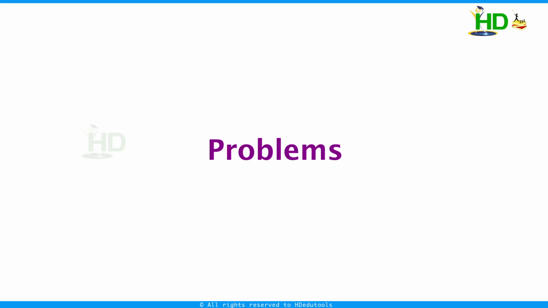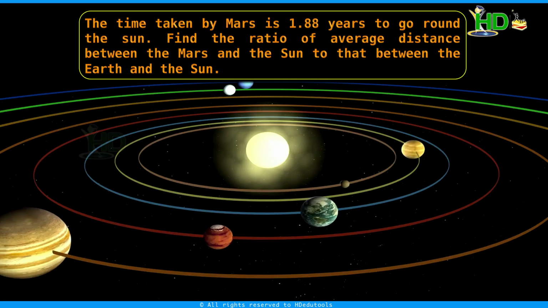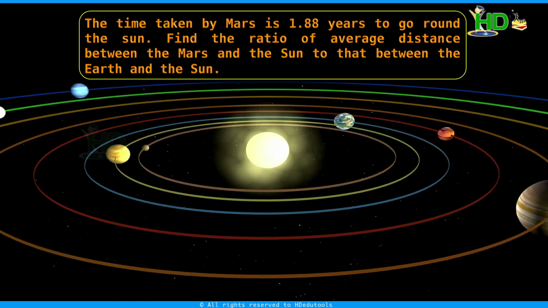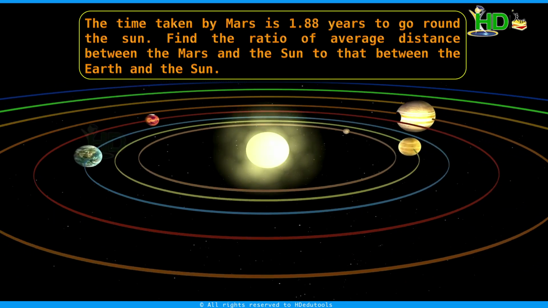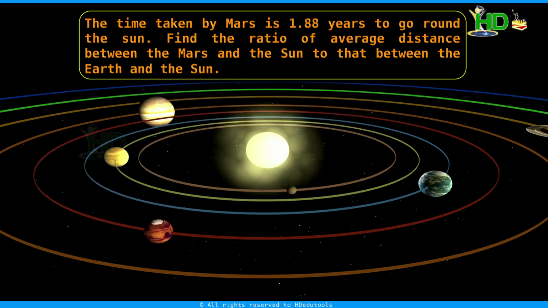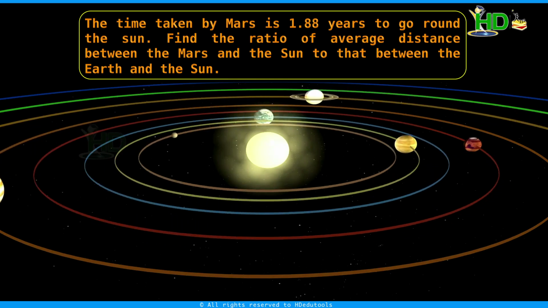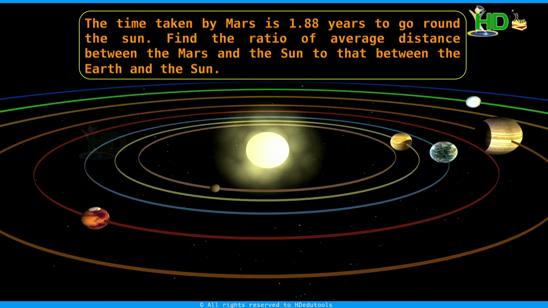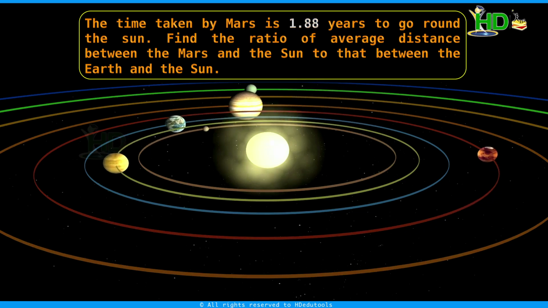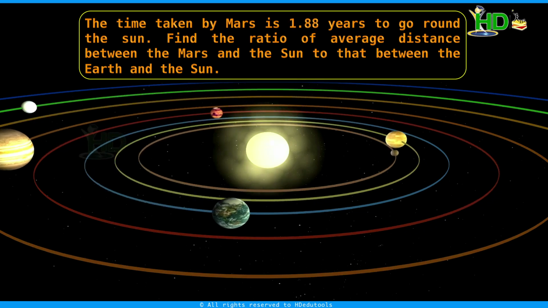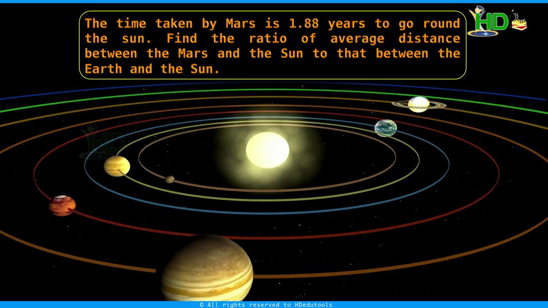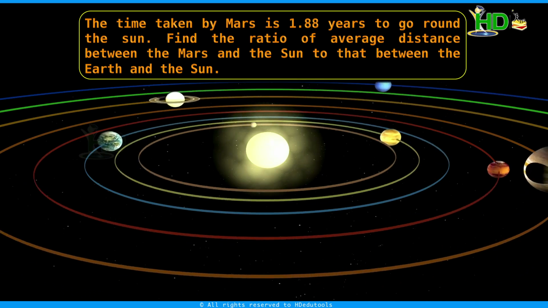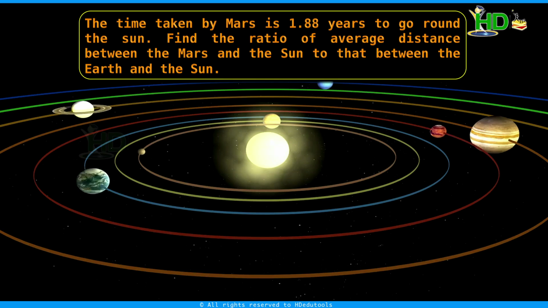We take some problems related to Kepler's law. See this example. The time taken by Mars to go round the Sun is 1.88 years. Find the ratio of the average distance between Mars and Sun to that between Earth and the Sun. What is given in our problem is that Mars takes 1.88 years to go round the Sun. How much time does Earth take? Yes, it is 1 year. We are asked to find the ratio of distances between Sun to Mars and Sun to Earth.